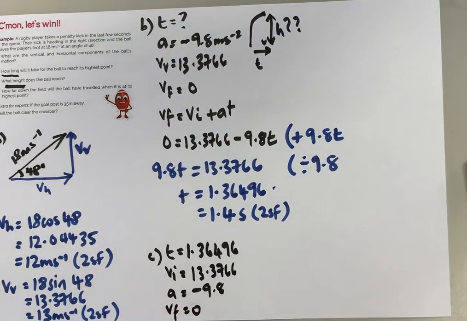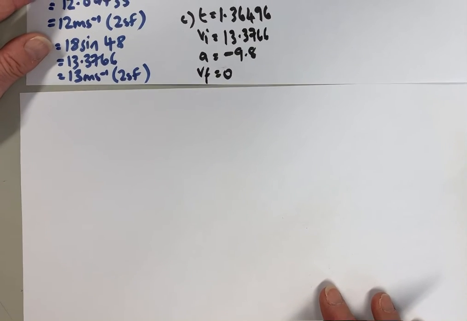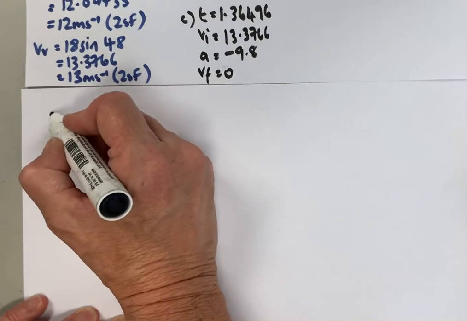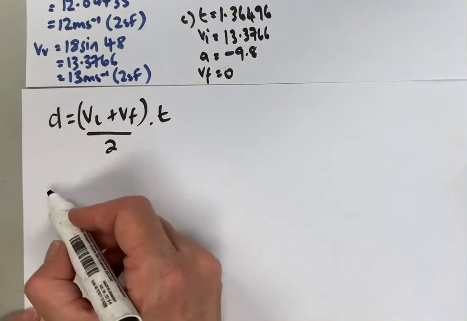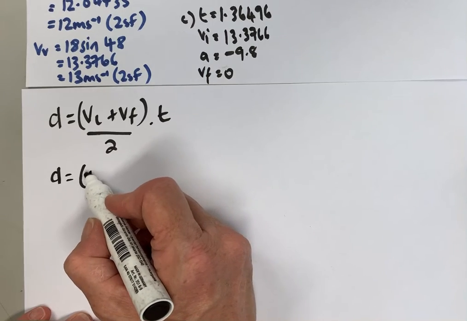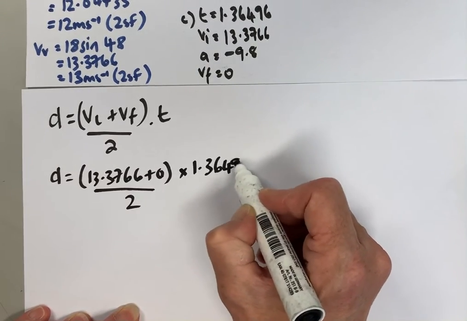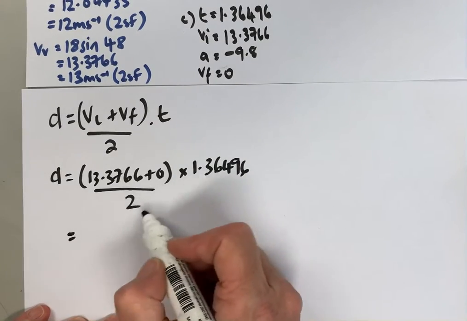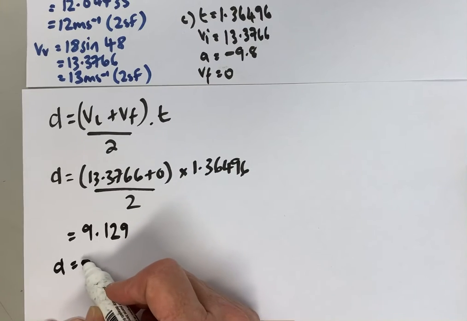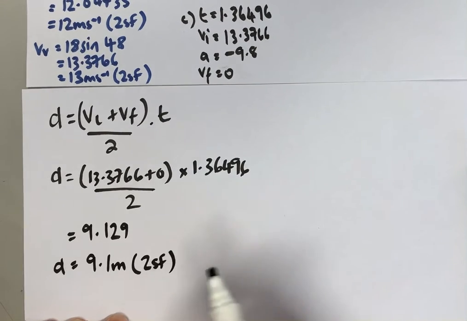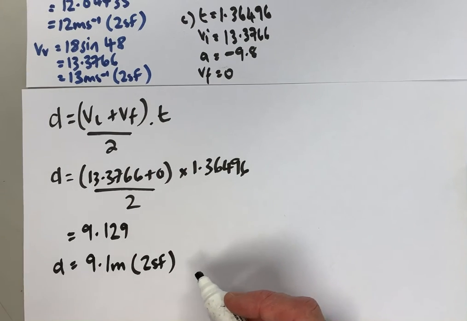I'm just going to change pieces of paper here. So I'm actually going to use D equals Vi plus Vf over 2 times T, so I don't really need the acceleration there. So Vi is 13.3766 plus 0, divided by 2, times 1.36496. If I do this part first and then multiply by this, I come out at 9.129. So to 2 significant figures, it's 9.1 metres. That seems reasonable, that a rugby ball would go 9.1 metres in the air, so I'm quite happy with that answer. Let's have a look at part D.